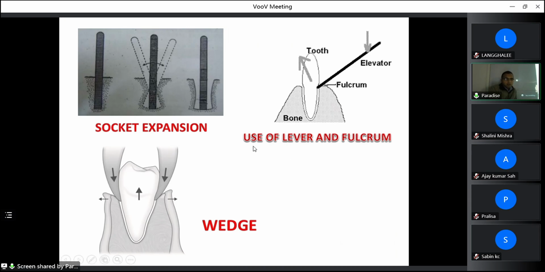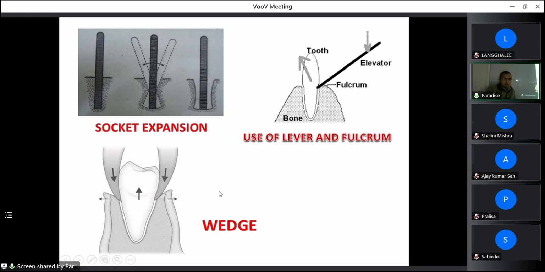So while extracting, you have to do socket expansion. Use of elevator and fulcrum: the elevator works on a first class lever. Where we apply the force is the effort arm. Where we contact the tooth is the load arm, and the alveolar bone acts as the fulcrum. So whatever force we apply in this region is multiplied and acts upon the load region of the tooth.